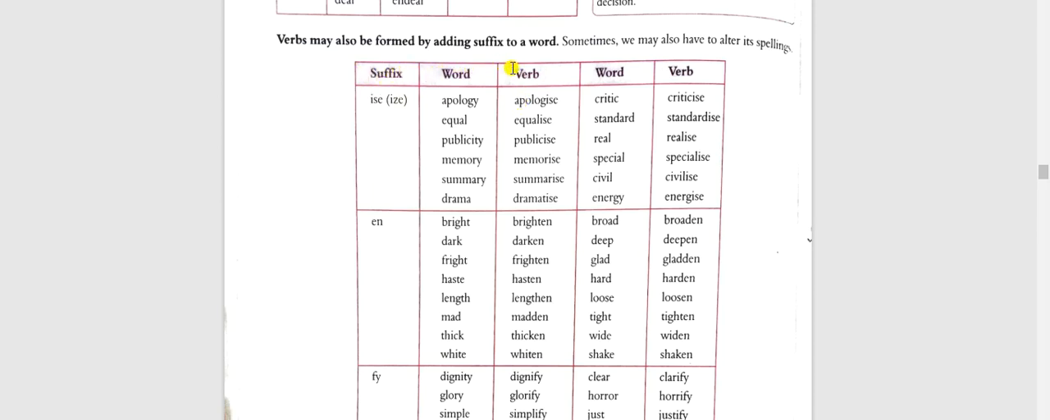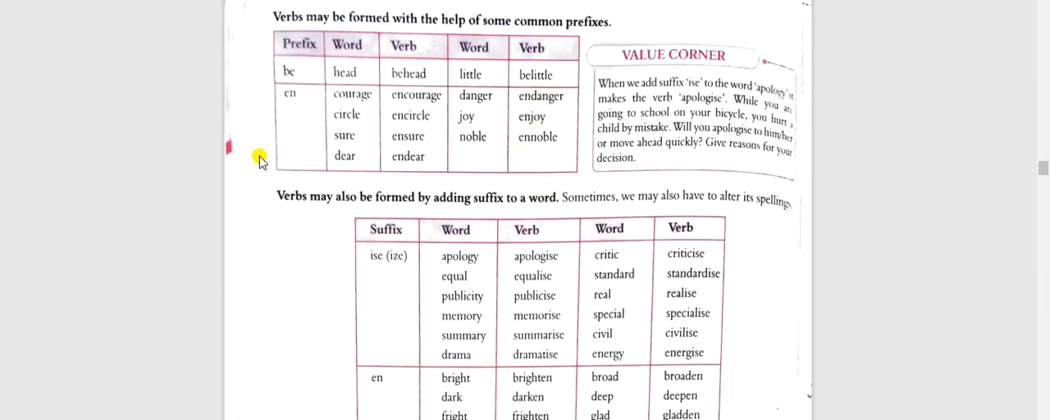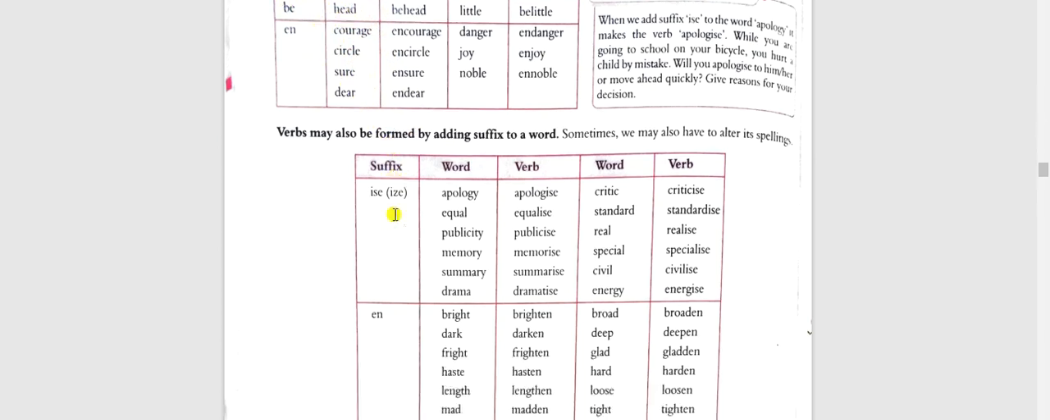Verbs may also be formed by adding suffix to a word. Now, prefix and suffix, right? What is a prefix? When that part is added where? In the front of the word, right? The word is head, so be is added before the word head. Now, when something is added after the word, it usually falls in the category of suffix. Say apology, ise is added after g, so apologize.